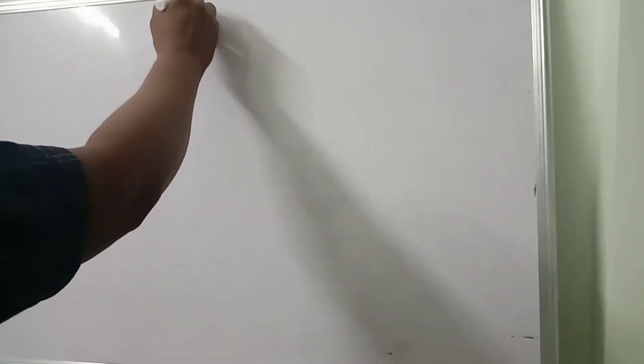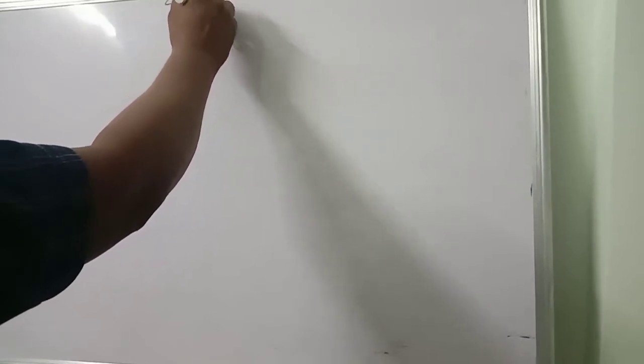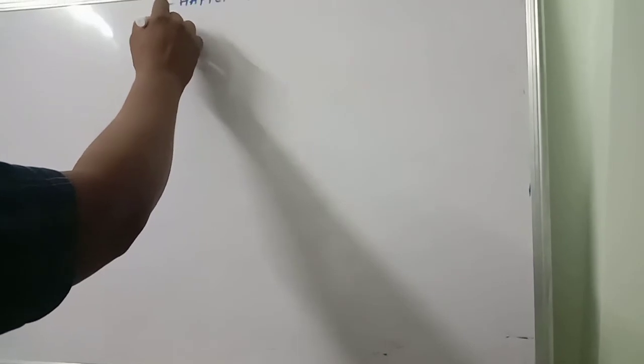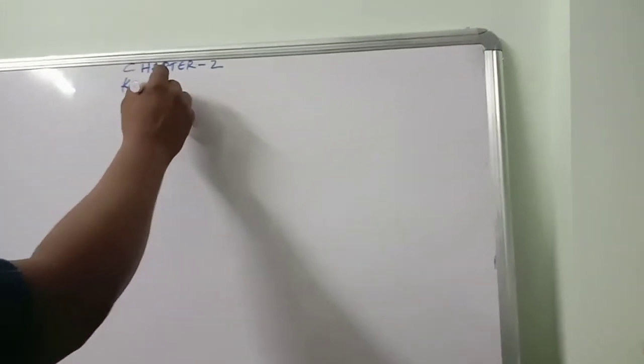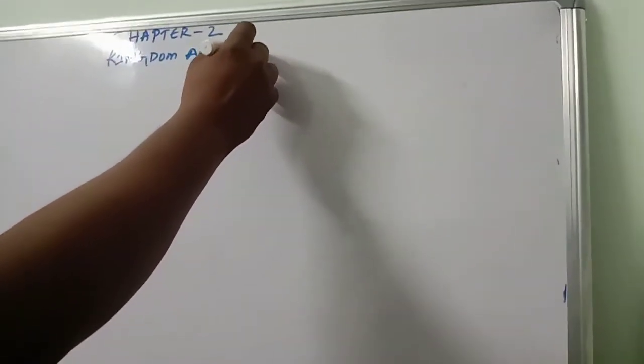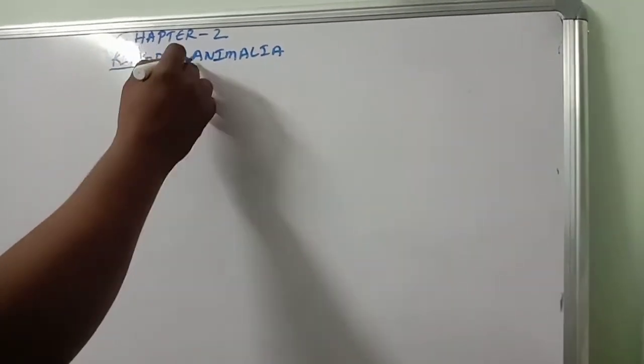Chapter 2. Okay, chapter 2, Kingdom Animalia. These are the things you should remember.